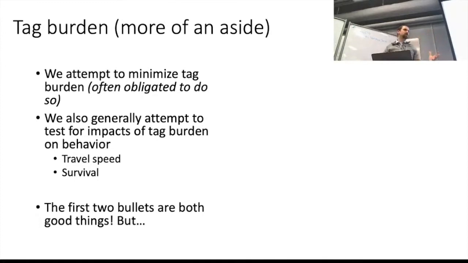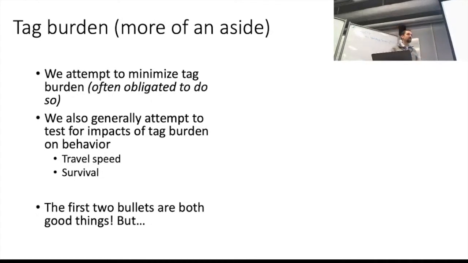Say you have a population of fish that you want to tag, and you are trying to minimize tag burden. Well, guess what? You're going to tag the biggest animals, right? We have to do this with juvenile salmon all the time. So we are high grading. We're taking out the big fat fish because those are what we want to tag so that we can minimize tag burden. And then we do these tests post hoc and we see, oh, well, there's no correlation between tag burden and travel speed or survival.